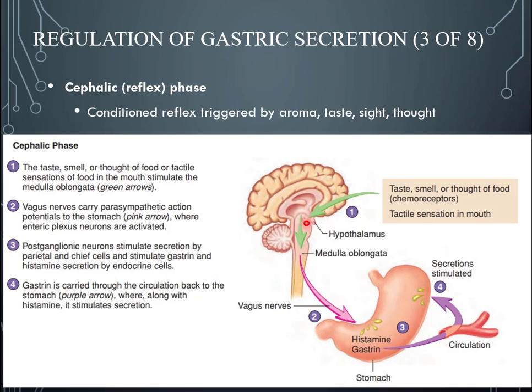Then it's delivered down through the vagus nerve by parasympathetic action, and those postganglionic neurons will stimulate secretion by the parietal and chief cells, and stimulate the production of gastrin and histamine by the endocrine cells. Gastrin is carried through the circulation back into the stomach, where along with histamine, it's going to stimulate secretion. That's really a lot of things happening even without food getting into your stomach. That's a lot.